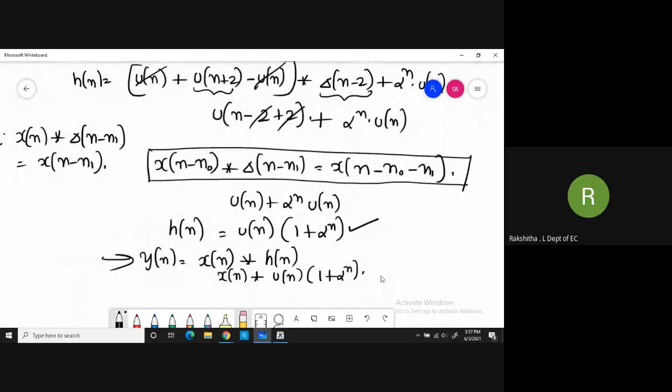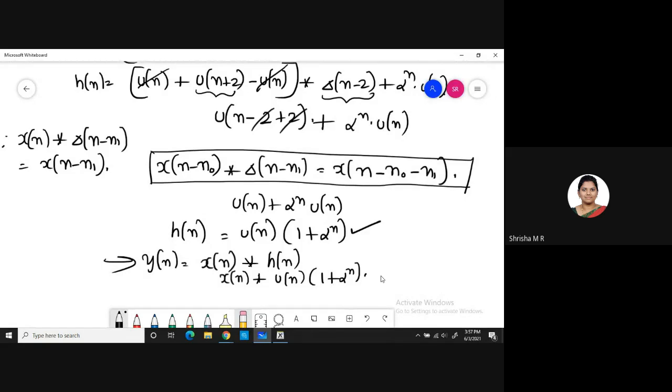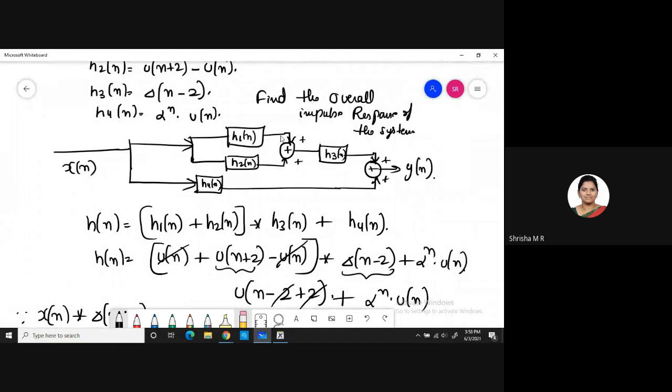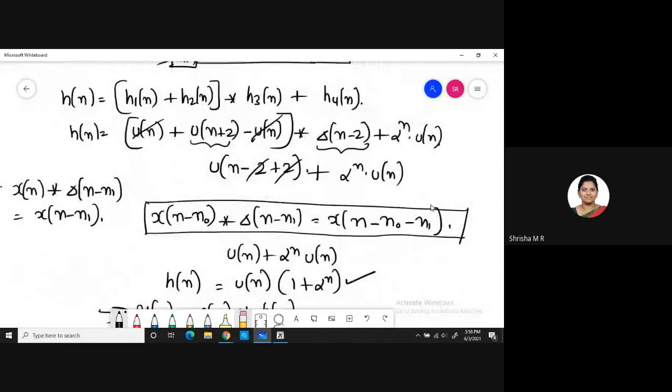Clear? So that is about interconnection of systems and system properties. Interconnection of systems is in unit 3 as well as unit 2. It's the same. You have to solve it like this: systems in series or cascade, systems in parallel. Reduce it and write the equation, or if they give the equation, draw the figure for it. That is about interconnection of systems.